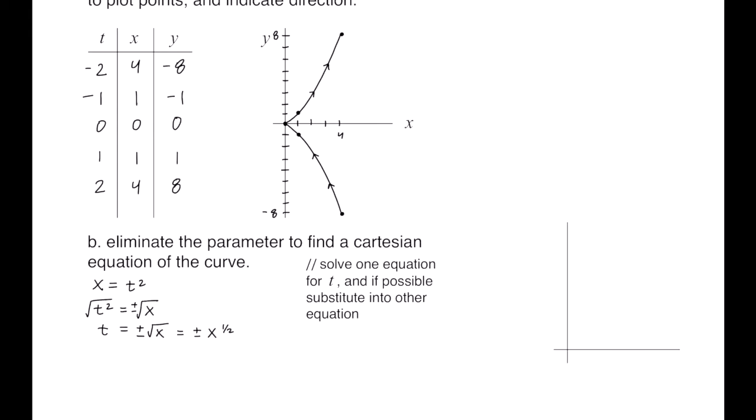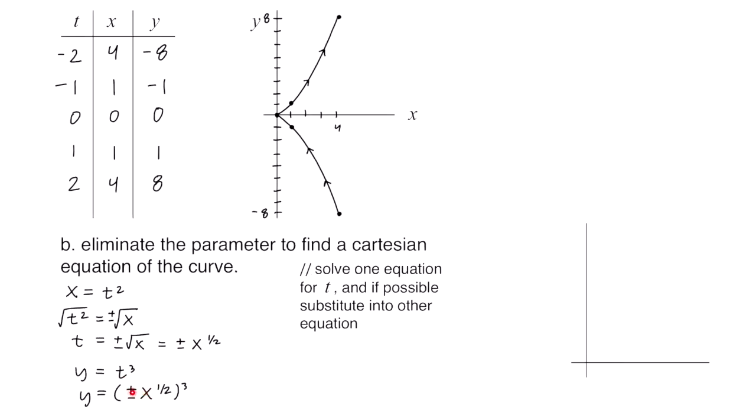And now, since t is equal to plus or minus x to the 1/2, we can take that and plug it into the other equation. So our other equation is y equals t to the 3rd. So we're going to take this expression and substitute it in for t. So we have plus or minus x to the 1/2 being raised to the power of 3.